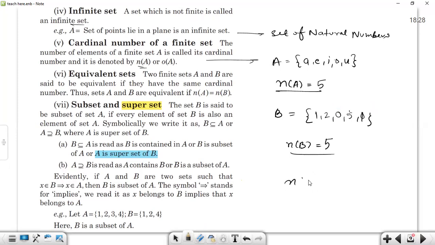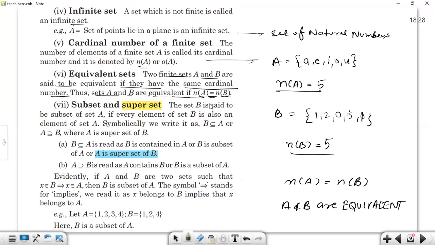If the number of elements of two sets is equal, then A and B are called equivalent sets. Two finite sets A and B are said to be equivalent if they have the same cardinal number. The sets A and B are equivalent if n of A is equal to n of B. Clear? Yes, sir. Clear, equivalent sets.